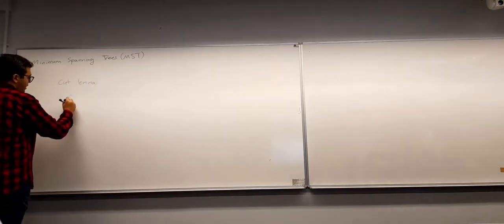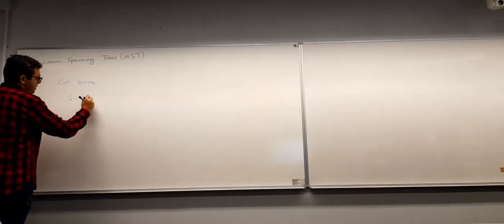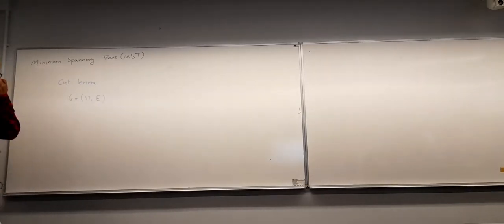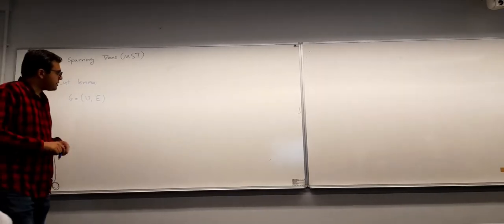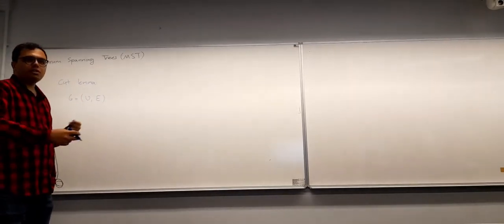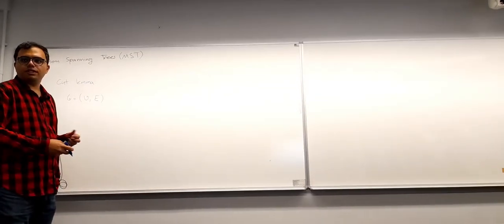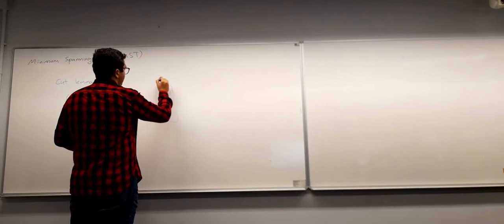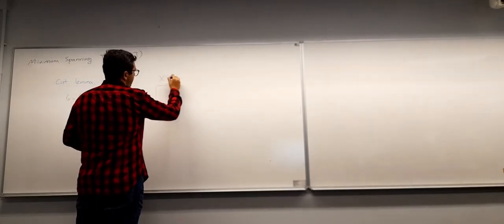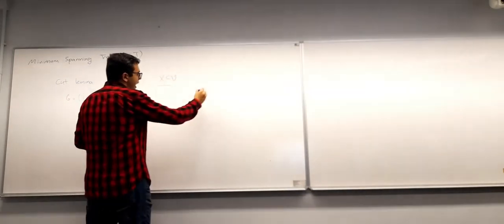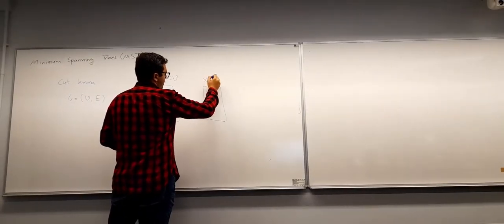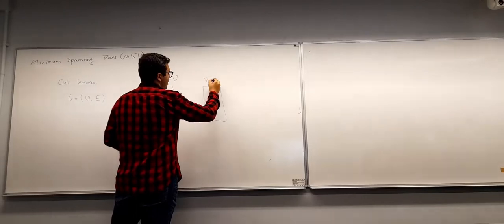So let's say that I have my graph G, and let's say my vertex set is V and my edge set is E, and let's say there is a weight on every edge. Suppose that I just arbitrarily divide my vertex set into two different sets. Let's say that I take the set X, which is a subset of my vertices, and let's say that I take another set, which is the complement, V minus X.